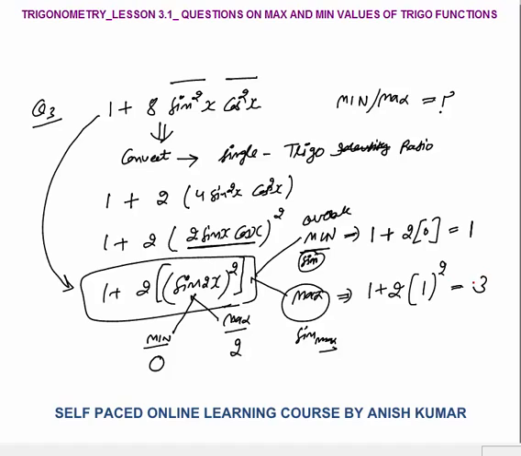So the minimum value of this entire expression, 1 plus 8 sine square x cos square x, would be 1, and the maximum value would be 3, and the range would be 1 to 3. It means that this expression can have values in between 1 and 3. So minimum is 1, maximum is 3, the range is 1 to 3. It means that this expression can have value 2, 2.5, 1.5 also. So these 3 kinds of questions can come: range, minimum value, and maximum value.